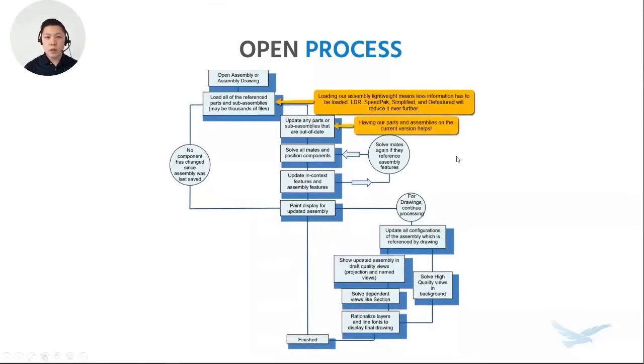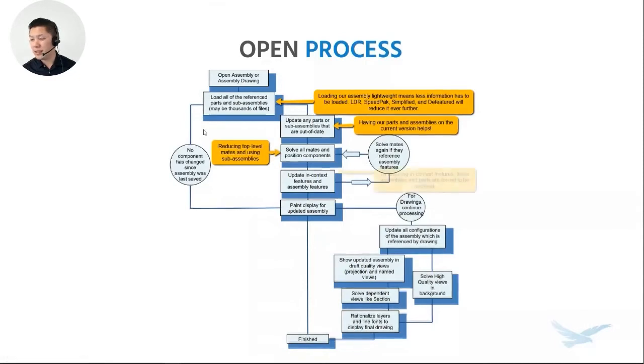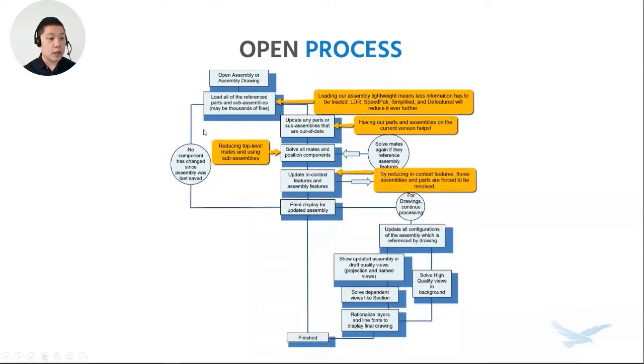Then updating the parts. So we talked about that option that you have, right? But at the same time, if you want to make sure that all your reference documents are that same version, obviously, you can also use Task Scheduler to automate that process. But then having them on the current version does help. In our statistics, we can see, for example, how we can reduce top-level mates and utilize sub-assemblies more efficiently, because it's one less thing for it to have to go through.